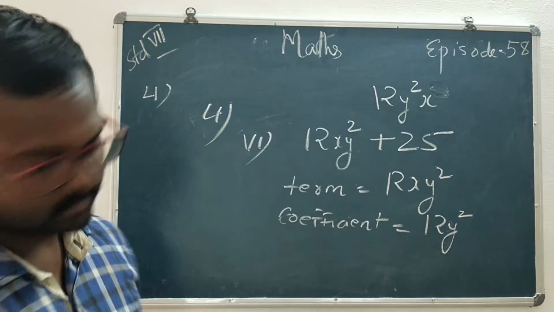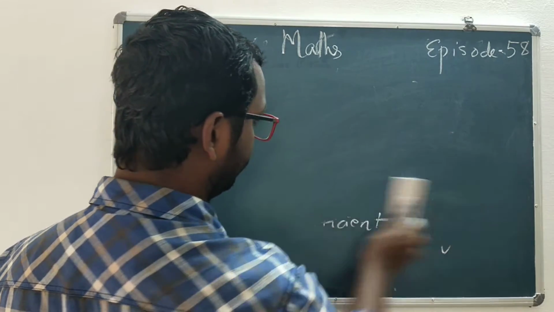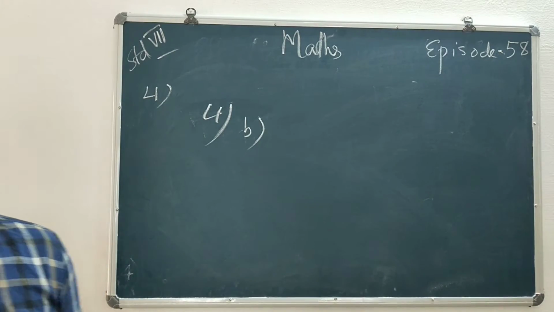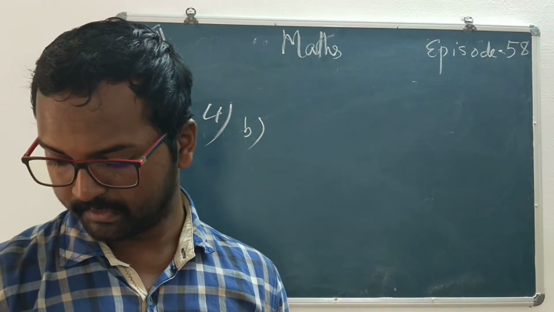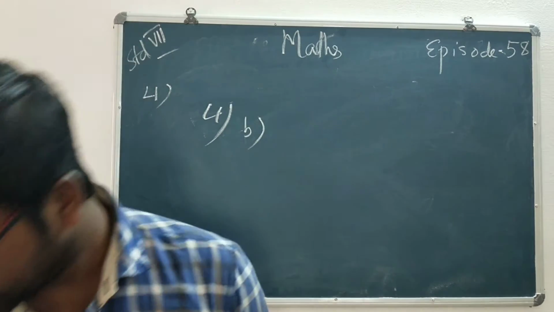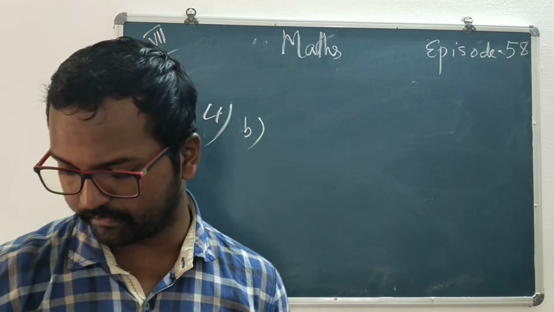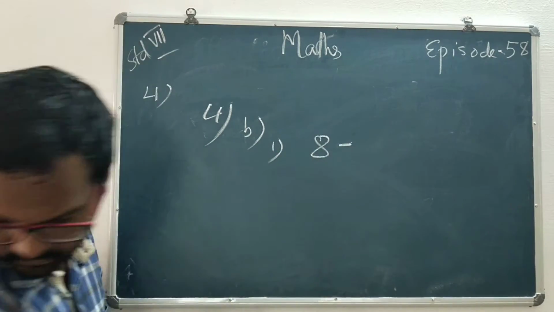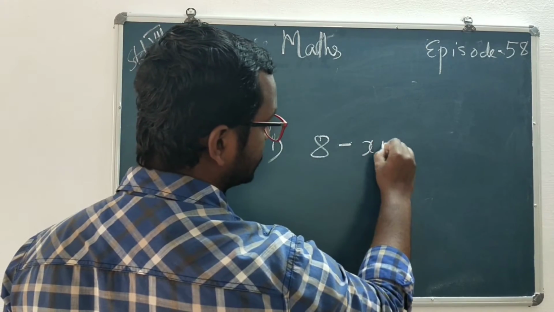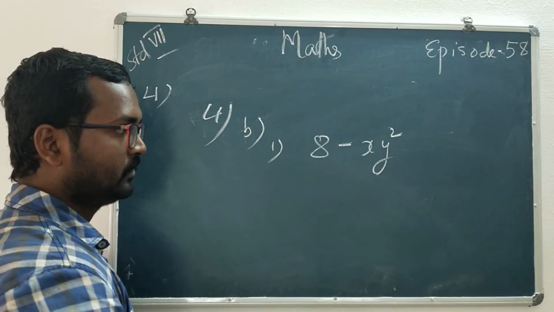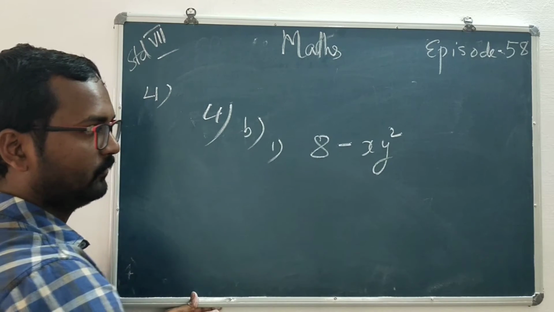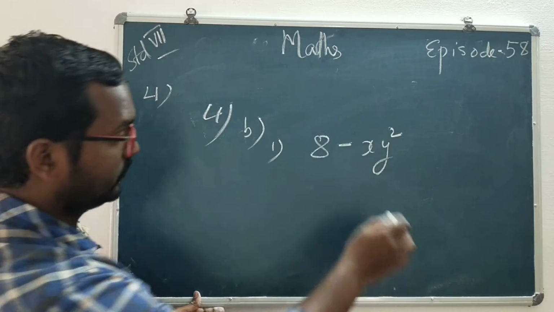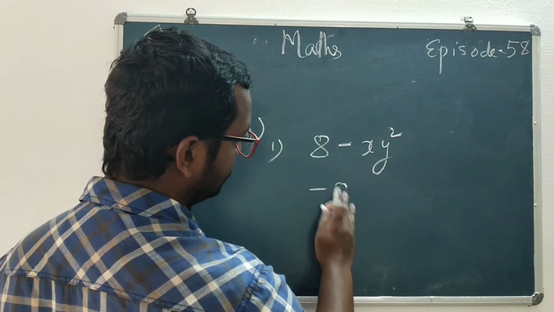Now look at the B section of the fourth question. In this, identify terms which contain y square and give the coefficient of y square. They have clearly asked the coefficient of y square. So this is the first one, 8 minus x y square. Which is the term which contains y square? This is the term.